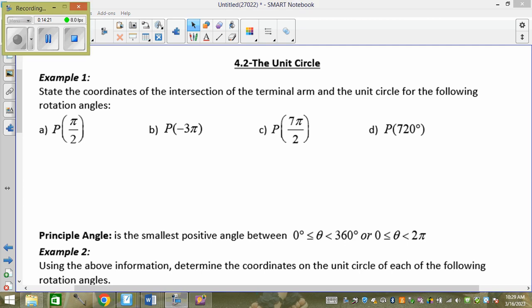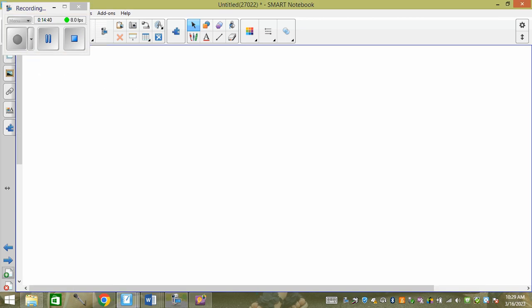Okay, so this is what we're going to do here. It says state the coordinates of the intersection. Now what I want you to write at the top of your unit circle is cos theta, sine theta. It's Calgary Stampede. Just write it down. Don't question me, okay? So in your coordinate, you have cos theta, sine theta. You were taught this last year, and you're acting like you were not, but I promise you, you were.